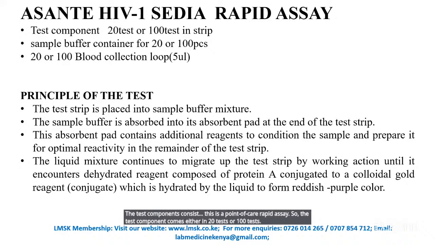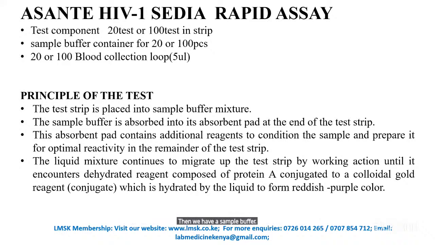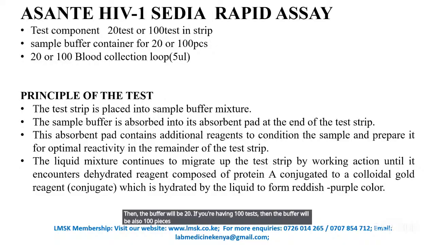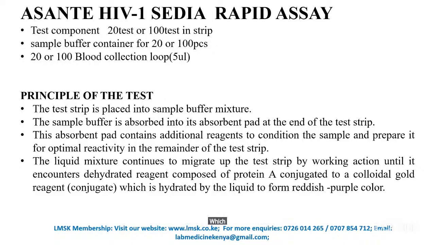Then we have a sample buffer, which will be in the ratio to the test components. If we are having a 20 test, then the buffer will be 20. If we're having 100 tests, then the buffer will also be 100 pieces. Then we have a blood collection loop, which picks 5 microliter of blood.